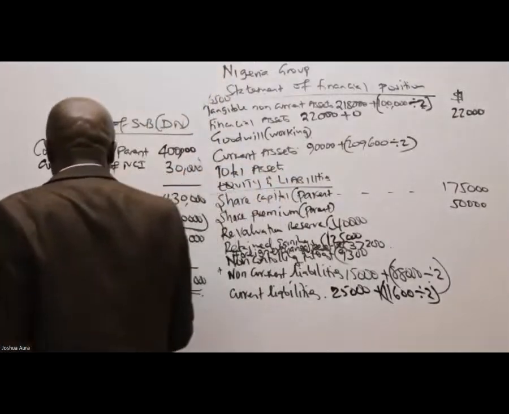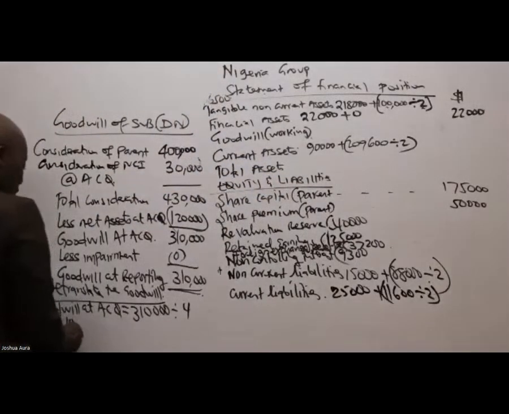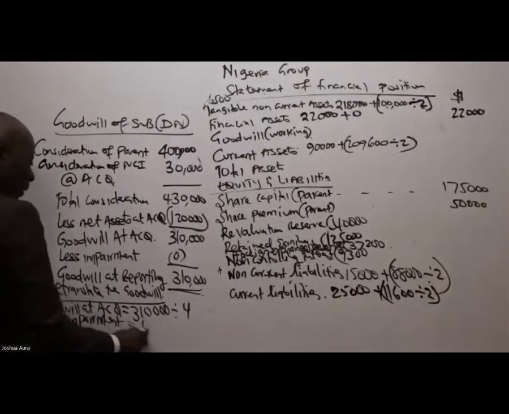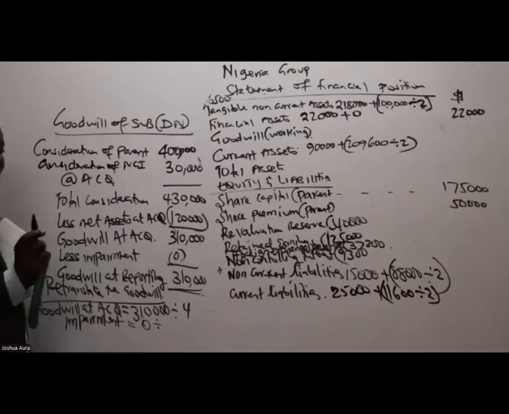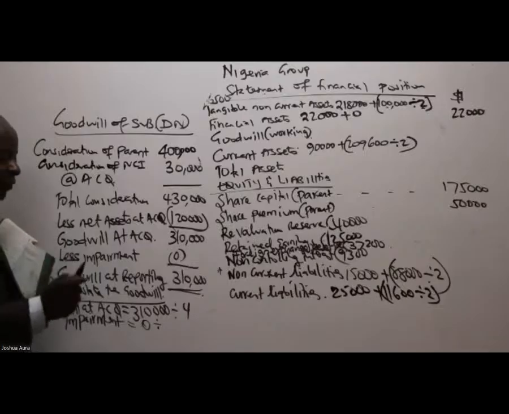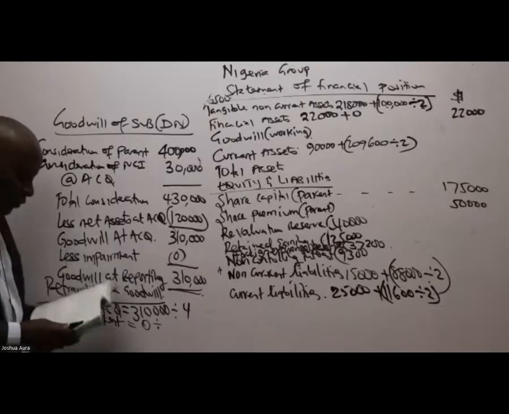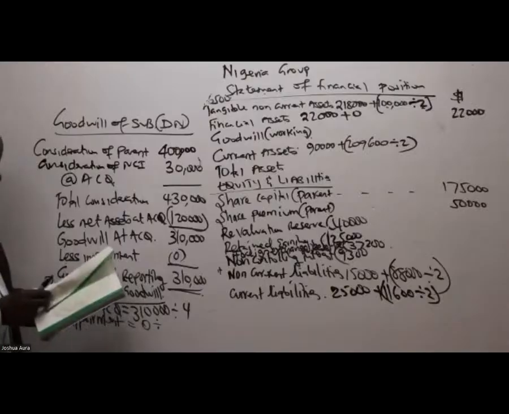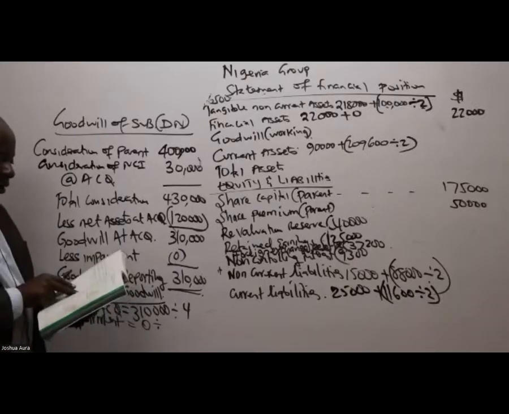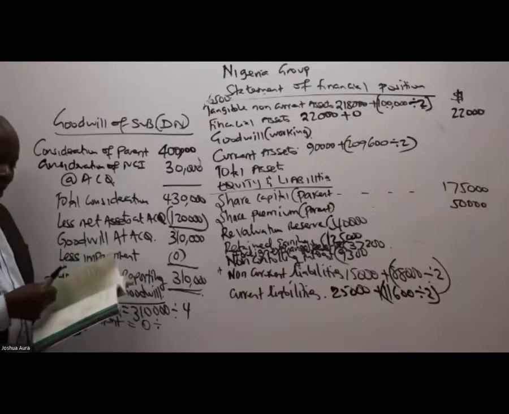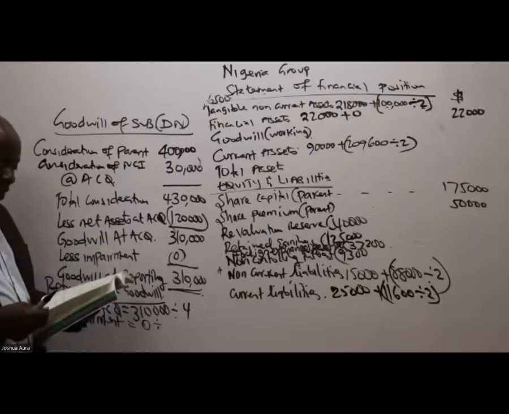And then we have impairment. Impairment, ladies and gentlemen, is an income statement item. It is 0, but for your revision, impairment has to be translated always at average. So what is the average rate for your revision, ladies and gentlemen? They are not talking to me. The average rate for your revision, how much does it come to?